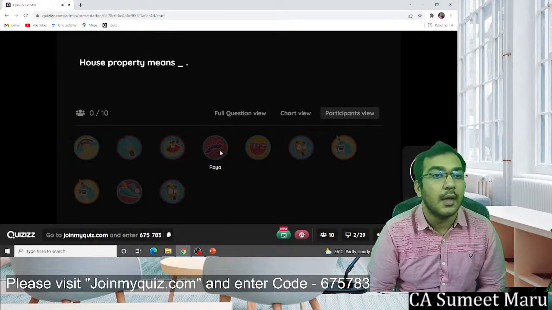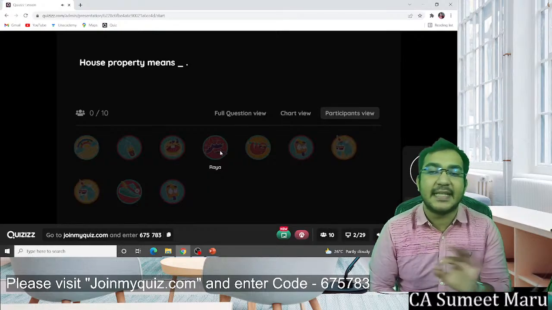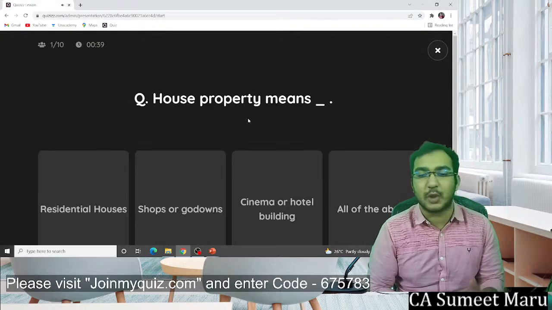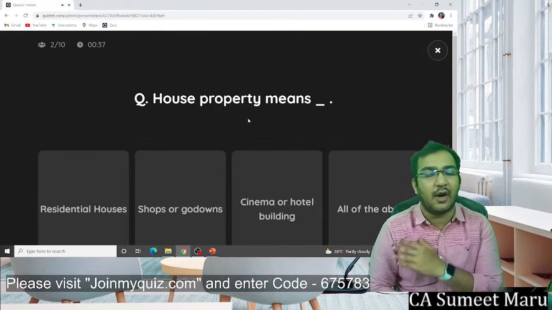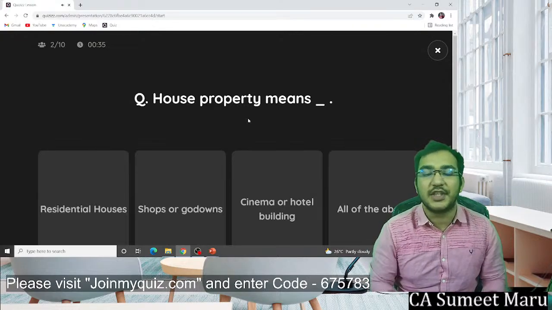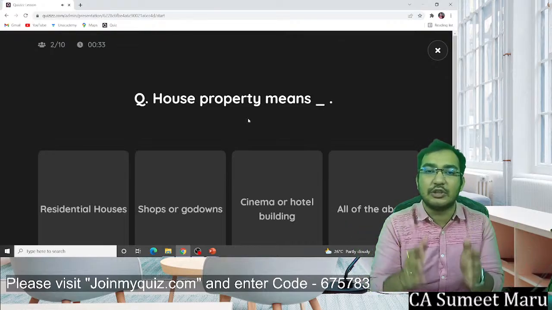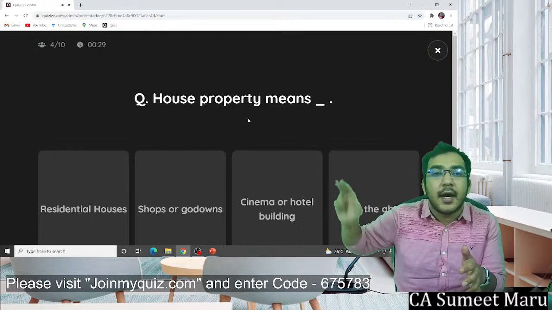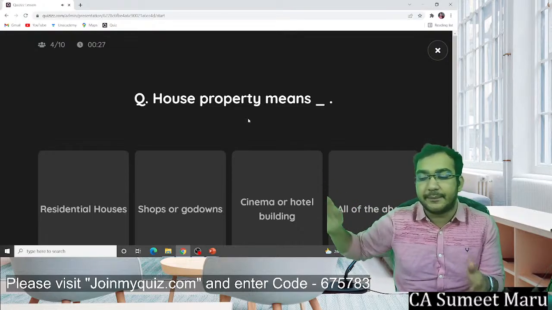House property means dash dash. Example of the house property, and income from the same is going to be taxable under the head income from house property.